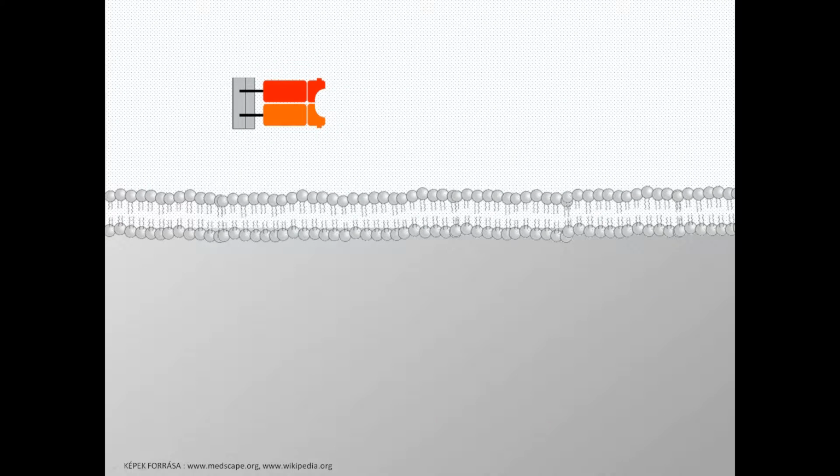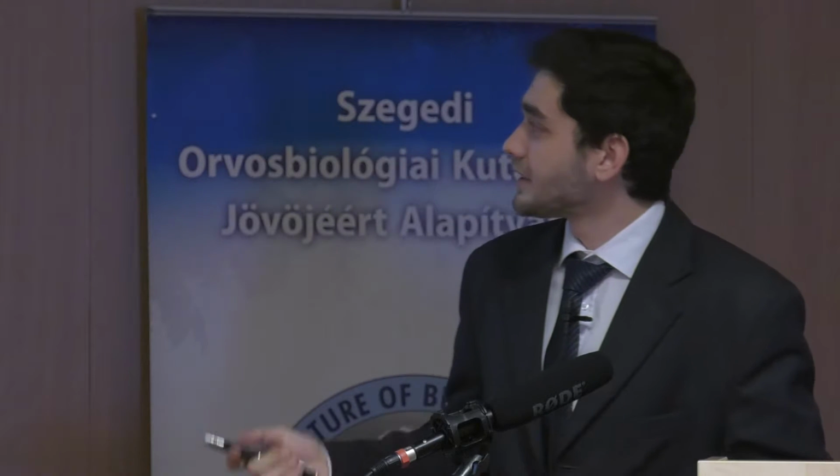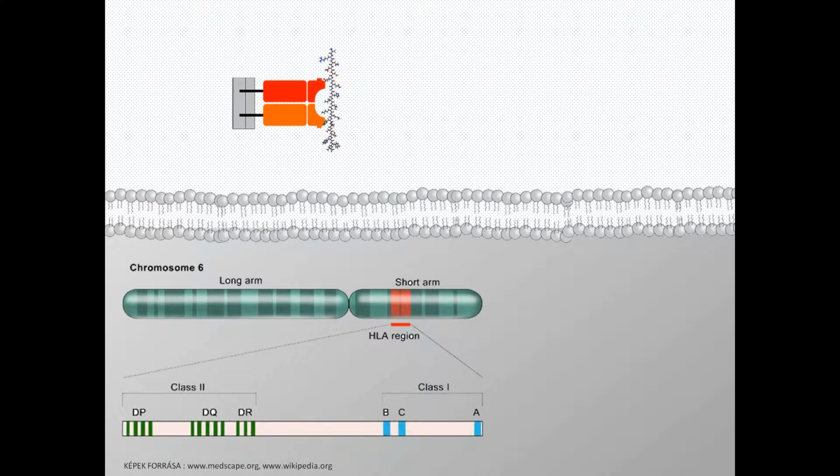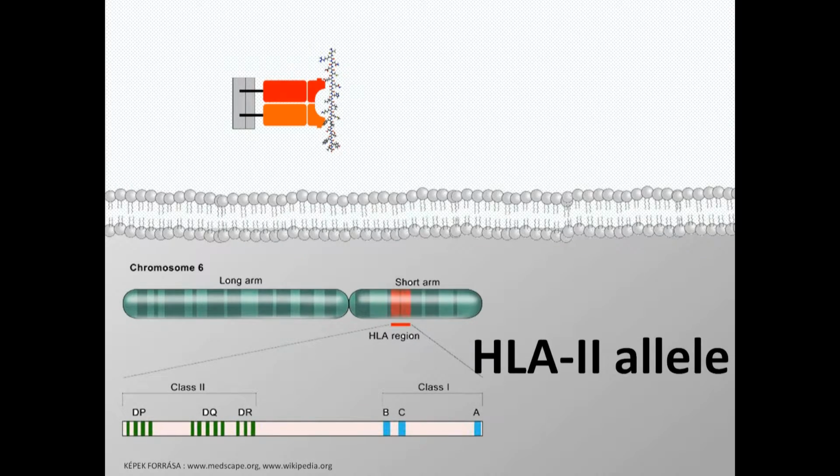These MHC2 molecules have different specificity. Some kinds of peptide fragments can't bind, others can bind to it with high effectivity. This binding depends on the amino acid sequence of the MHC2 molecule. This sequence is coded on our DNA, and it has thousands of variants. These variants are called the human leukocyte antigen 2 alleles.